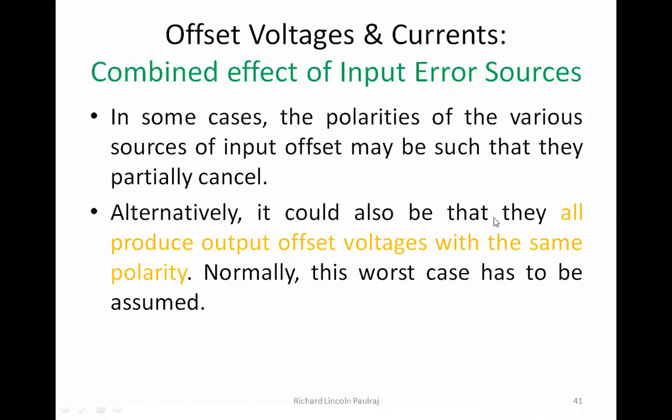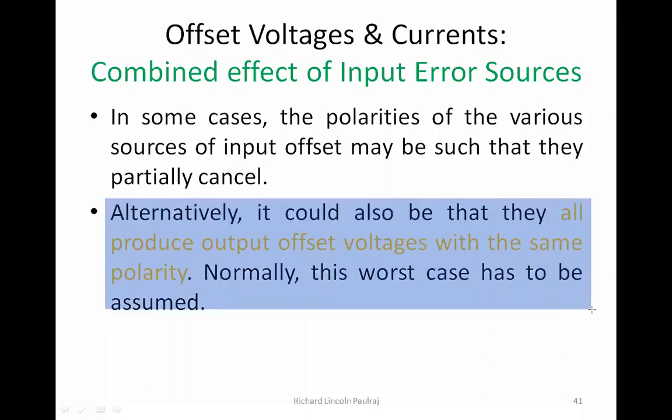Alternatively, it could also be that they all produce output offset voltages with the same polarity. Normally this worst case has to be assumed, so I want you to please take note of this. Even though we are thinking of the voltages canceling out, the worst case that we have to take is that they produce output offset voltages with the same polarity. So we should think that the errors are higher than if they were canceling out each other.